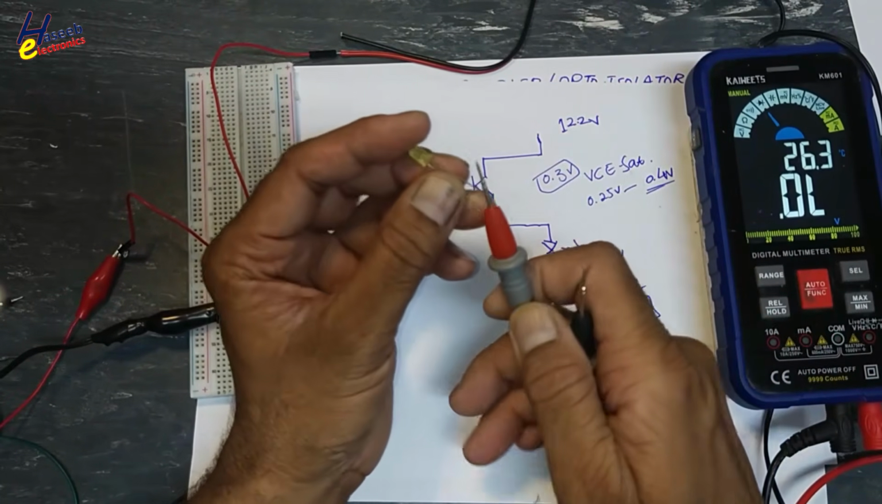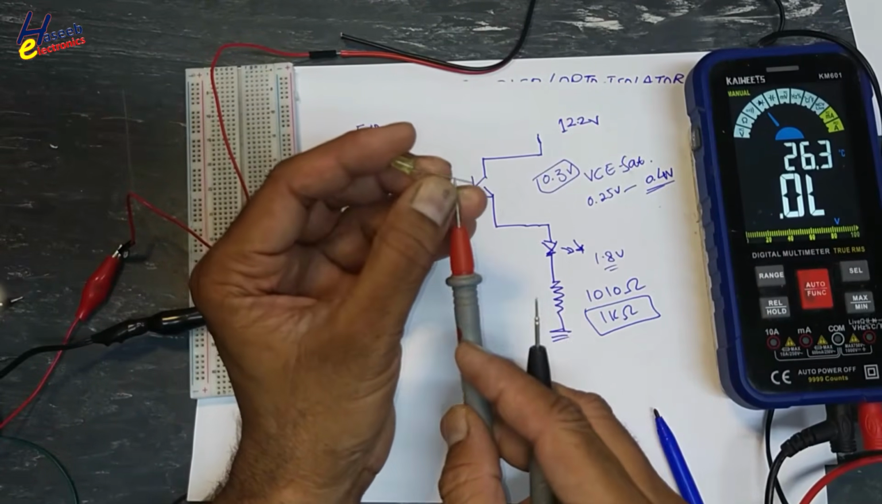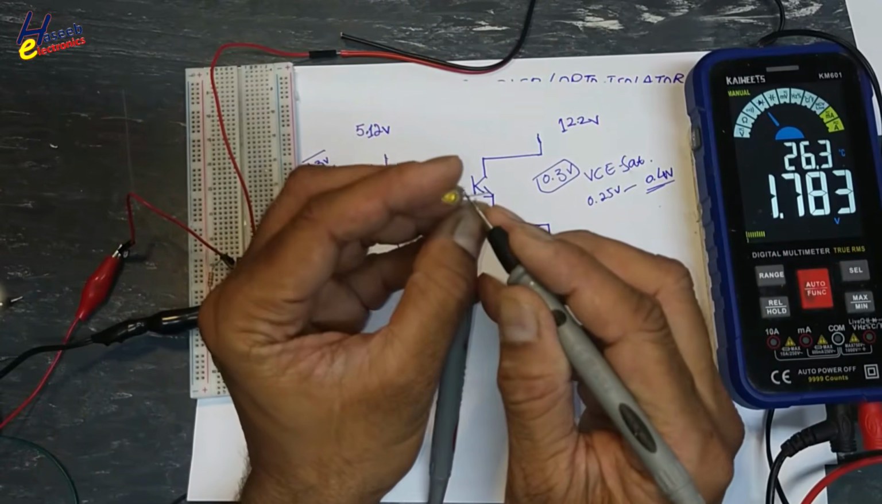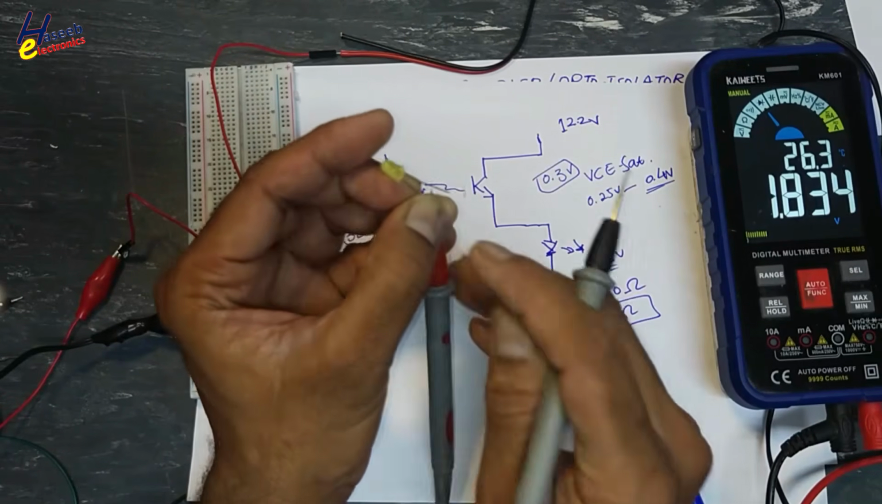Long lead anode, short lead cathode. It is 1.78 volt. We considered 1.8 volt, good.